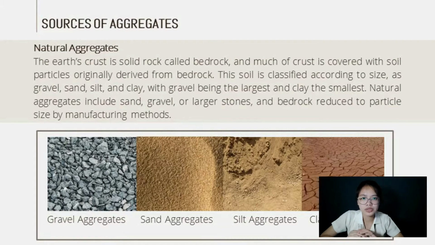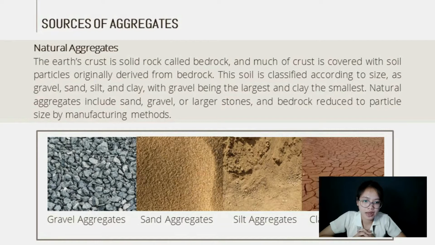The factors that affect how they come up with their being sand or being gravel, there are a lot of factors, for example, weathering or erosion or any other natural processes.